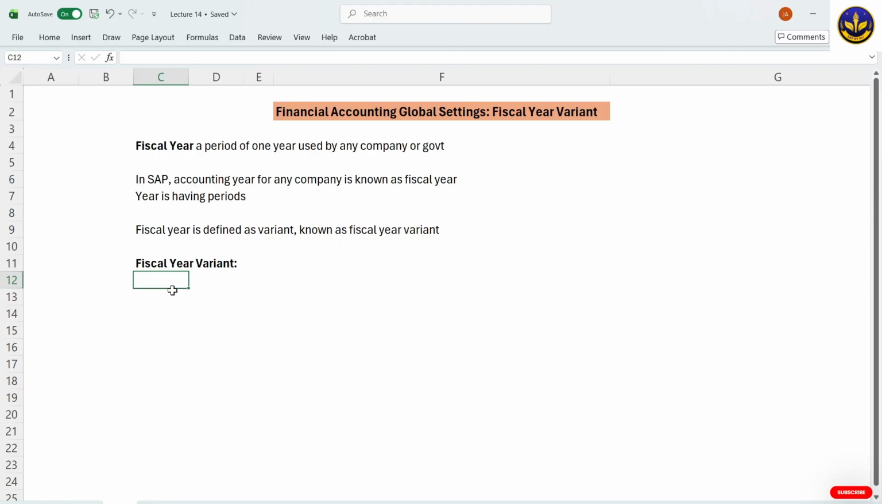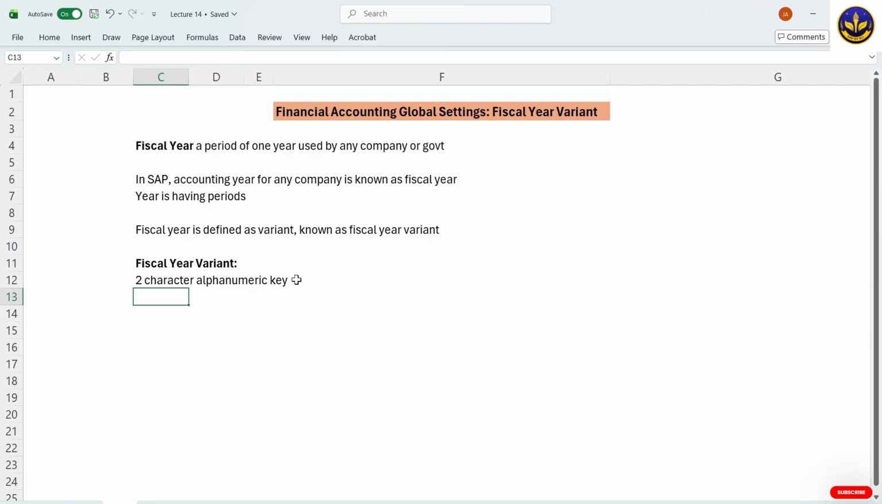Basically it is a two character alphanumeric key. And this particular alphanumeric key is defined at the client level. What client level means is that it is available across all company codes in that particular client. So once you define any fiscal year, it is not restricted to any particular company code.